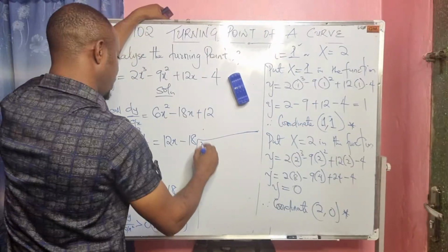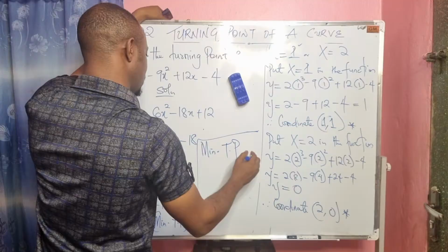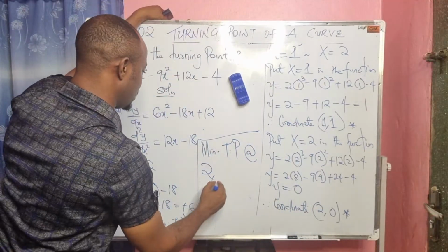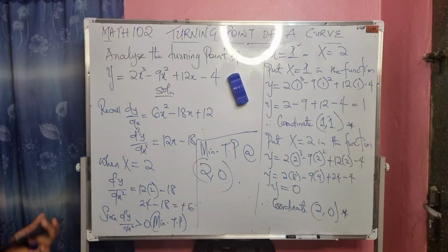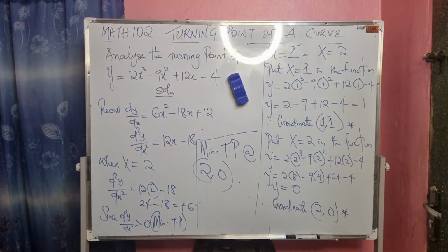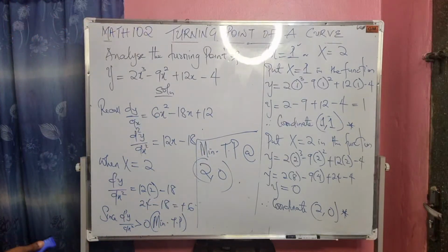Therefore, our minimum turning point occurs at 2, 0. At 2, 0. Please take note of this. I just want us to have a recall of what we discussed yesterday before we proceed into point of inflection. All right.